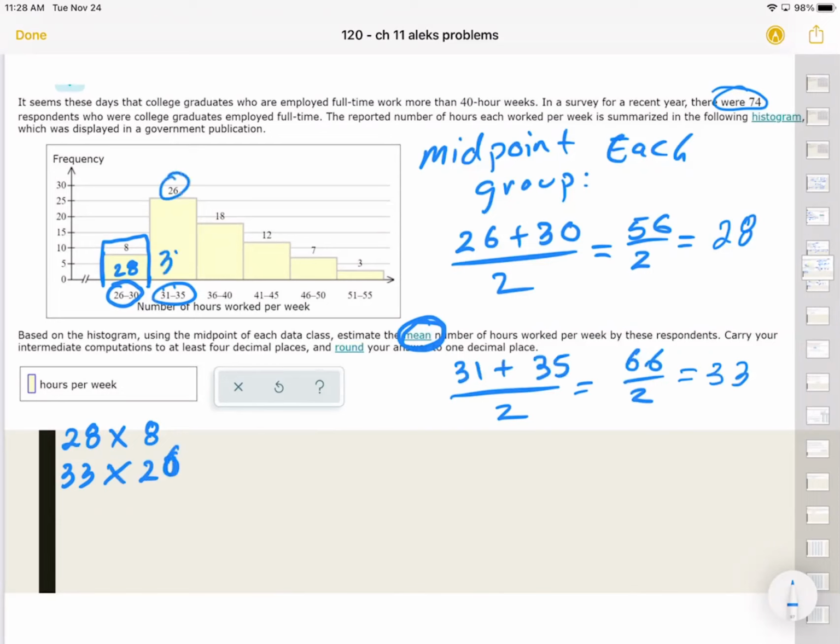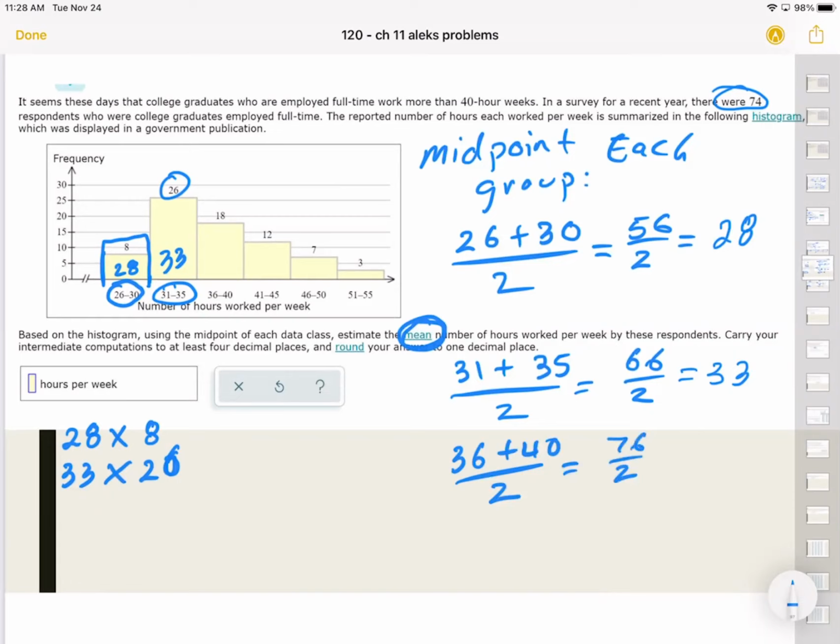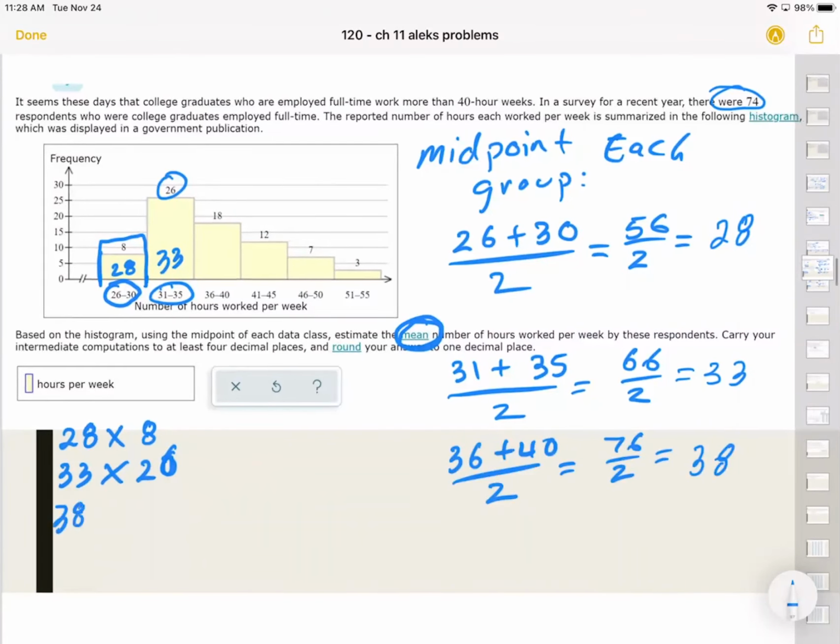For this group, I take the 33. I took one number to represent my whole group, and 33 is the midpoint that represents it. And again, if you have not seen it yet, you can take this group, 36 plus 40 divided by 2, which gives you 76 divided by 2, and this should give you 38. And what do we do? We take 38 times the 18.